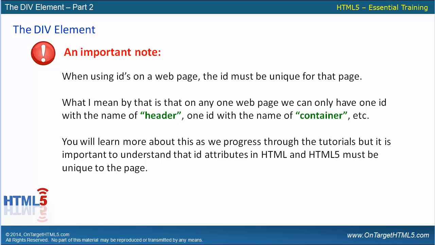Here's an important note that I really should have talked about during part one of the tutorial, but I didn't. When you're using IDs on a web page, the ID must be unique for that page. What I mean by that is that on any one web page, we can only have one ID with the name of header. So if I've got a large web page with a bunch of divs in there, I can only give one of those divs an ID of header. So one ID with the name of container, etc. I can't have multiple names of the same ID on a single web page. Now I can have those names on a different page, but each individual web page has to have unique IDs.